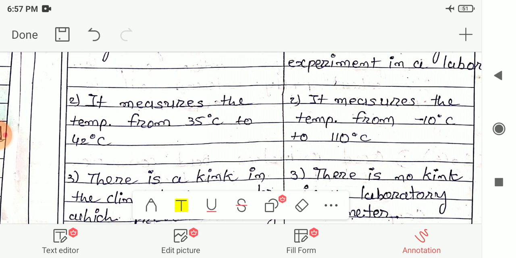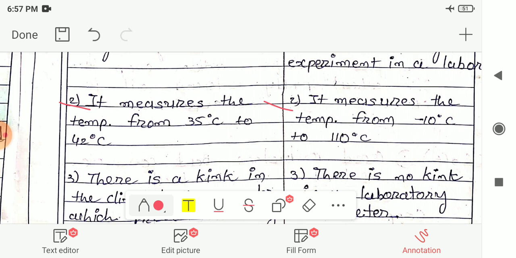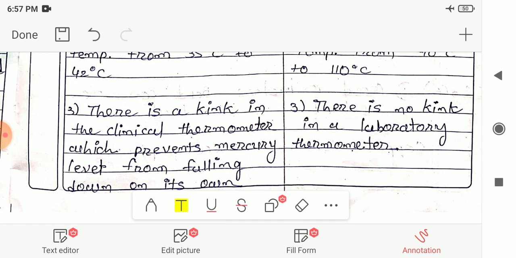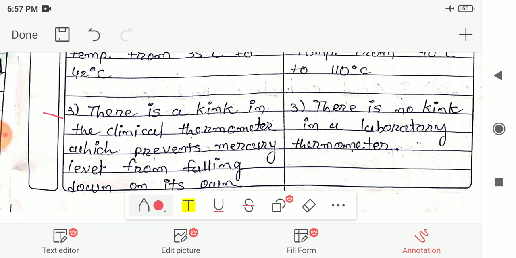Now the next difference is their ranges. A clinical thermometer measures the temperature from 35 degrees Celsius to 42 degrees Celsius, whereas the laboratory thermometer measures from minus 10 degrees Celsius to 110 degrees Celsius. The last difference between these two is that there is a kink in the clinical thermometer which prevents the mercury level from falling down on its own. In the laboratory thermometer there is no kink. So this is the difference between the clinical thermometer and the laboratory thermometer.